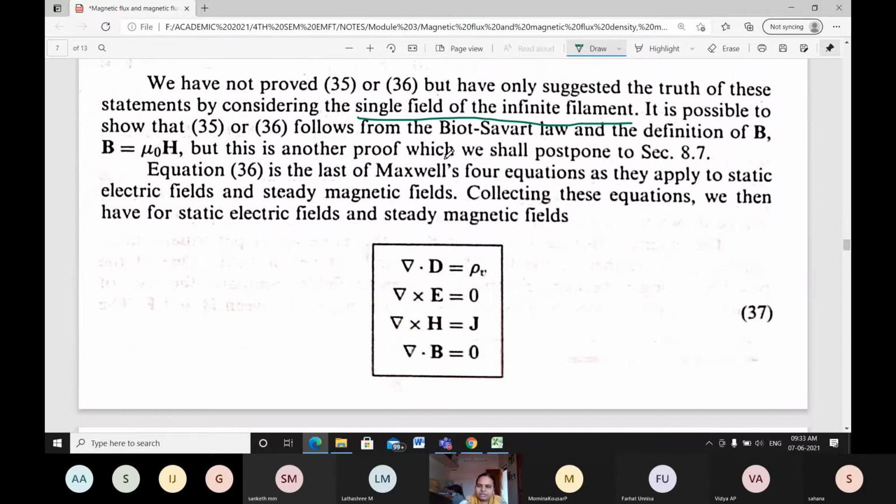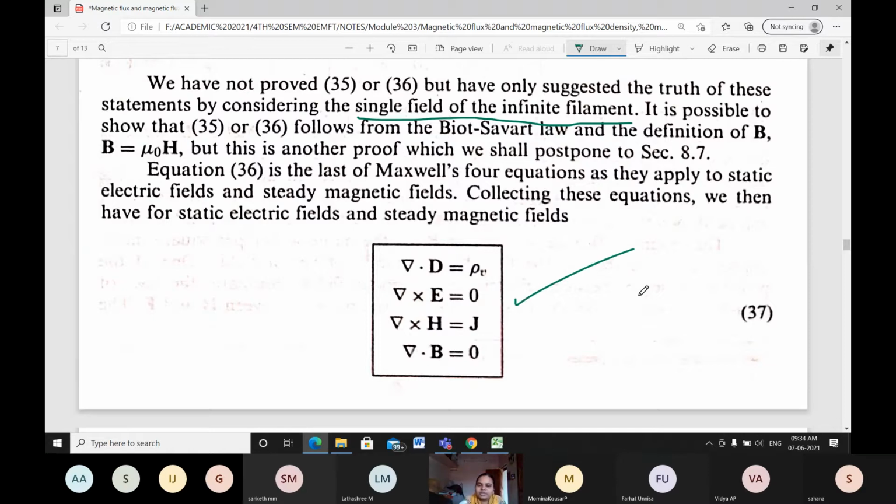Next, we will consider Maxwell's four equations as they apply to the static electric field and a steady magnetic field. The equations here are: del dot D is equal to rho V, del cross E is equal to 0, del cross H is equal to J, and del dot B is equal to 0.